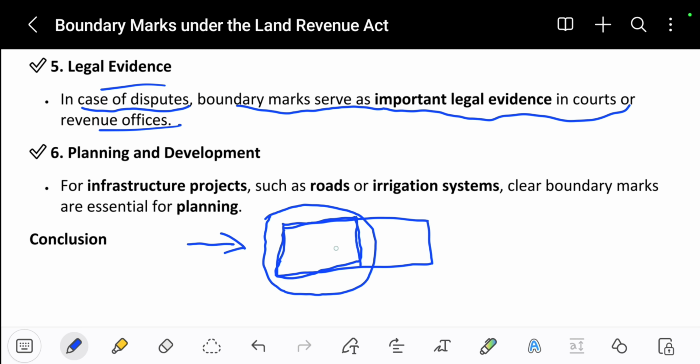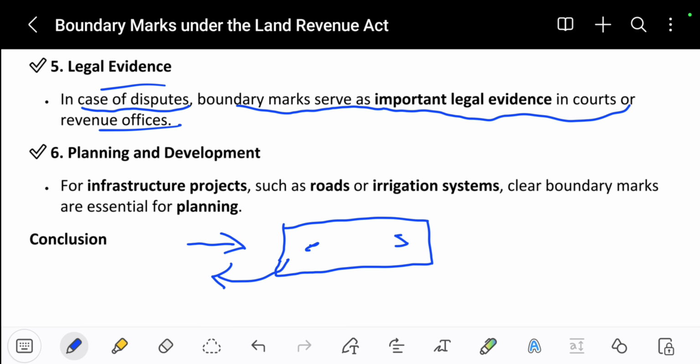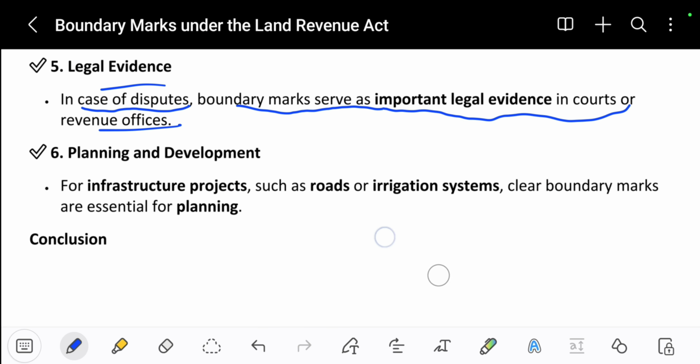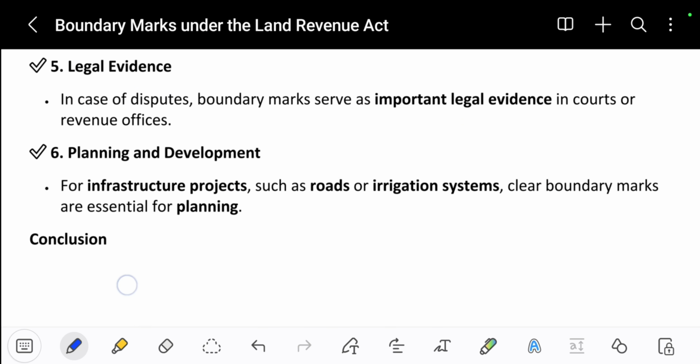But if there's no boundary mark between your land and this person's land, then if you go to court, it will not help you, because the court will say, where is the boundary, how will we know that this land belongs to you and how much portion belongs to you? That's the reason these types of boundary marks also help in legal disputes.